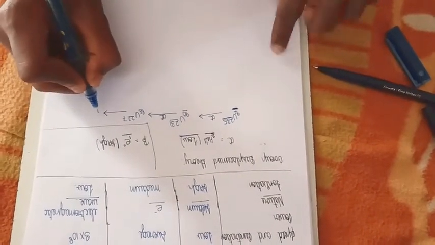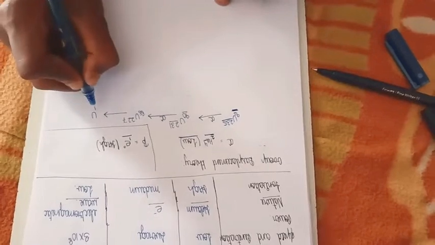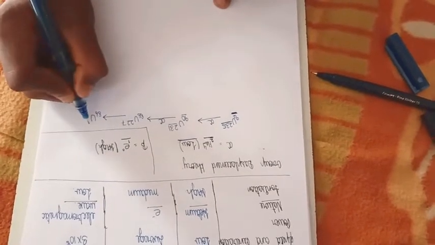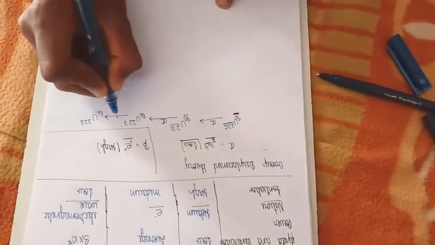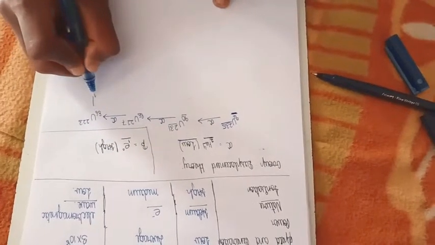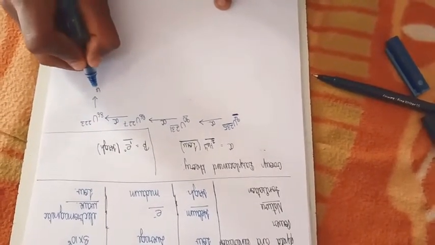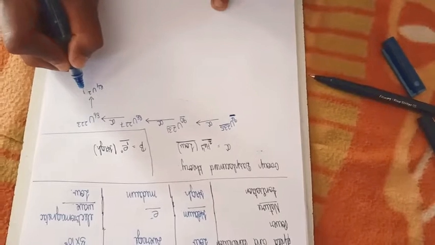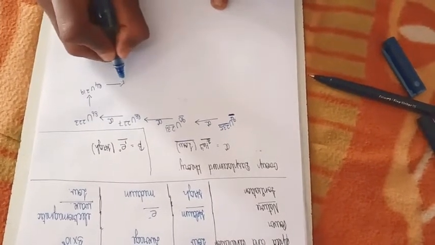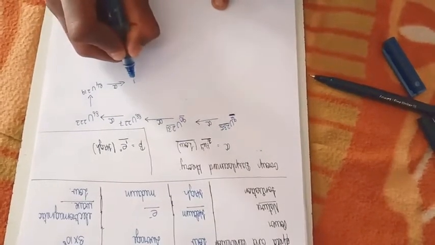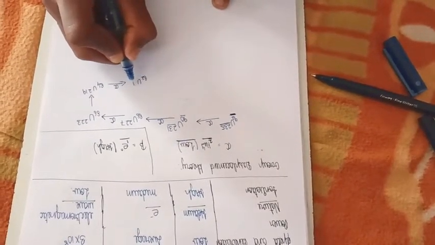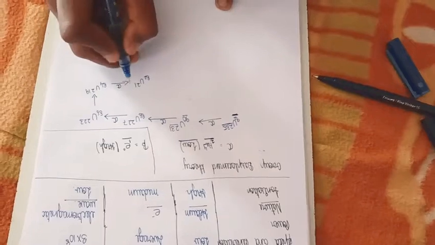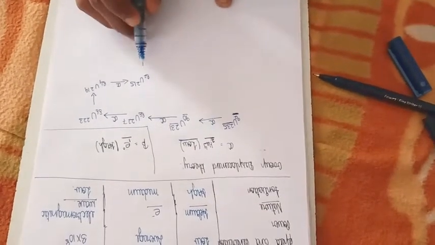Another one: 86 and 223. Again, 84 and 219. Again, 82 and 215. Here the reaction stops.